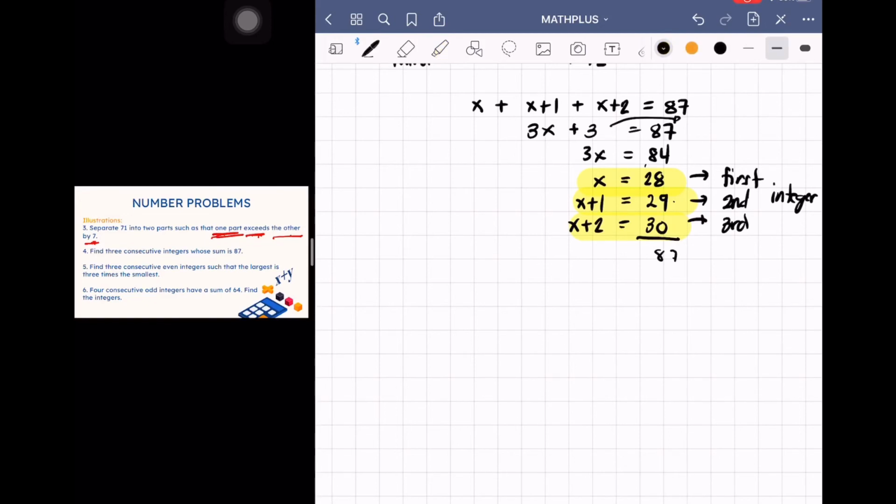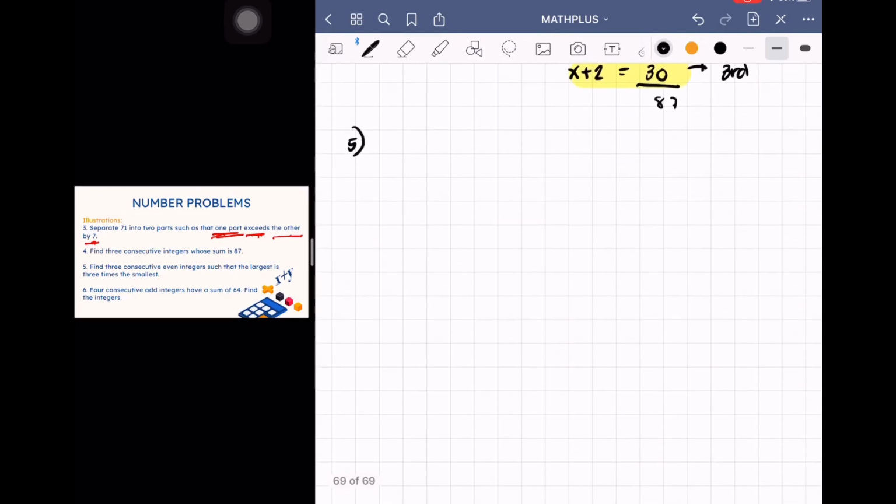Okay, let's solve for number 5. Find 3 consecutive even integers such that the largest is 3 times the smallest. So let me write first, second, and third. Let me write here even integer. So I can write my even integer as x, the next one as x plus 2, and then the other one as x plus 4.